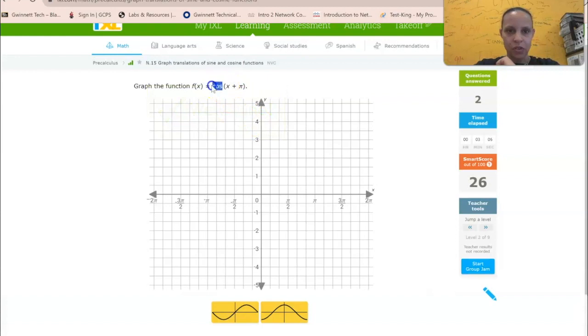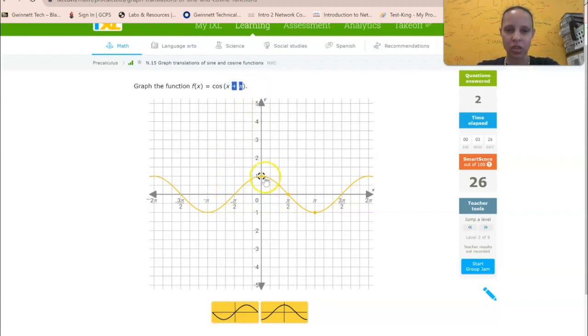All right, so we're starting off with a cosine graph. So this is a cosine graph, starts off at 1. And what are we doing inside? So inside is x and opposite of what you think. So this you would think means right pi, but it really means left pi. So what that means is each of these points is going to move to the left pi. And how far is pi?